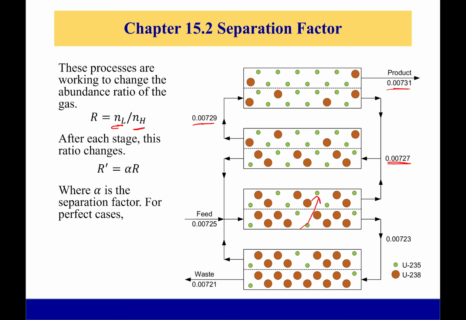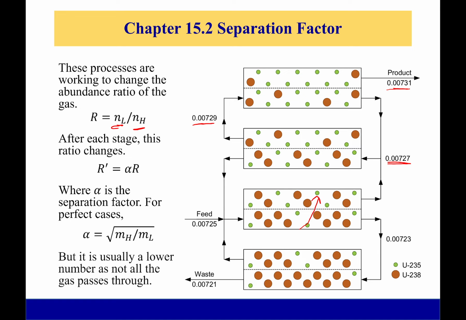Alpha is the separation factor. That's simply saying how good is my system at separating out the lighter species, in this case U-235, than the heavier species. And for a perfect case, it would be equivalent to the ratio of their masses. So the square root of the ratio of their masses. Real life is not perfect though, so it's not going to be that value every single time. And it's usually going to be a little bit lower. How much lower? Not terribly much, as you'll see in an example problem in just a minute, but still a little bit lower.